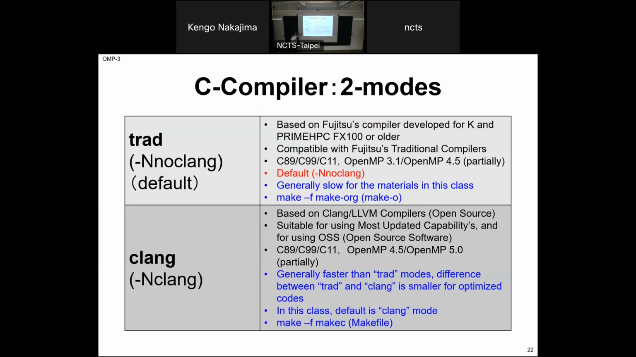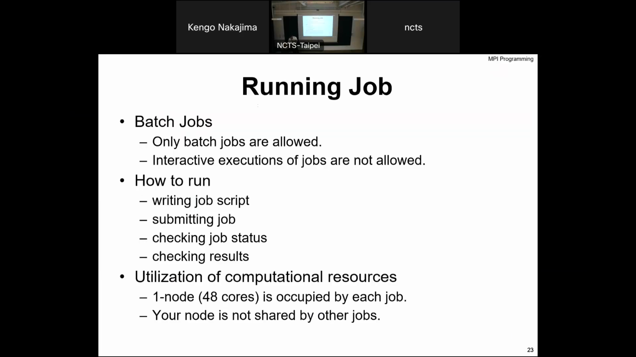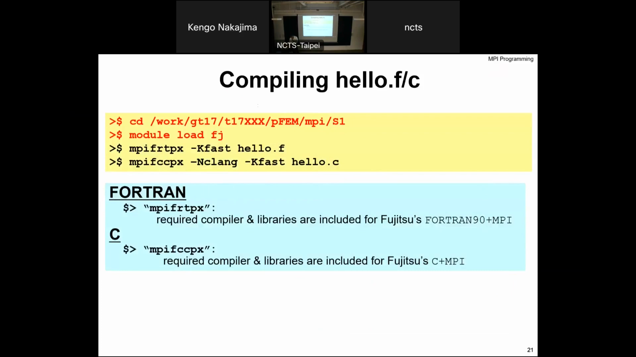If you don't do this, you just use the default, or you can specify -Nnoclang. But this is the default. Basically, in the case of hello.c, it makes no difference, but in later cases you may see some effects. Of course, you can compare these two, but at this stage I recommend you use -Nclang. That's why I put -Nclang here.